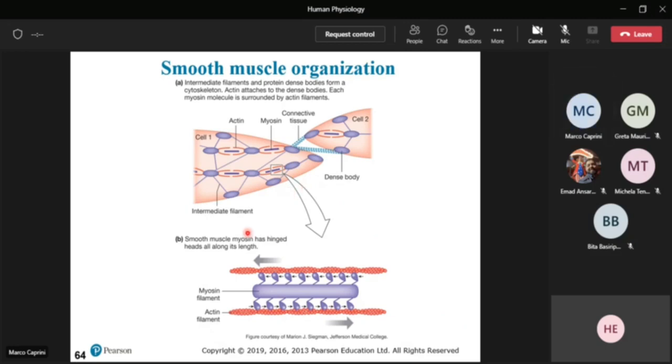What else? These protein fibers, we already described the connective tissue, the protein fibers in the extracellular matrix here help tie the smooth muscle cells together and transfer the force from a contracting cell to the other. So we have a lot of differences between skeletal muscle and smooth muscle organization.